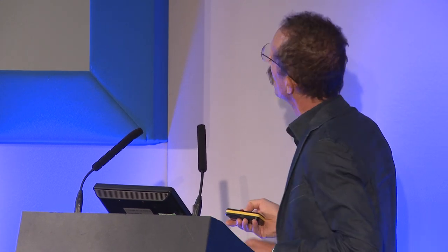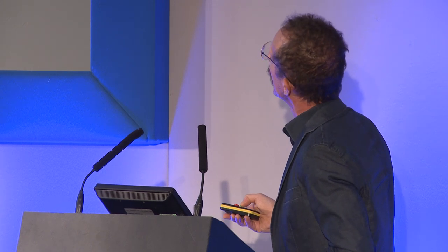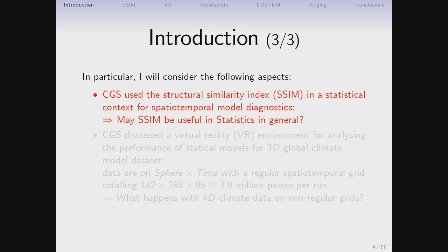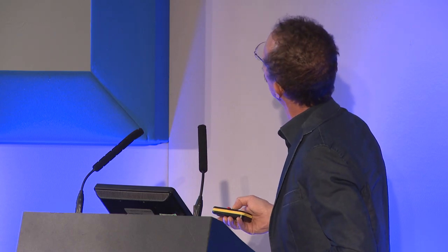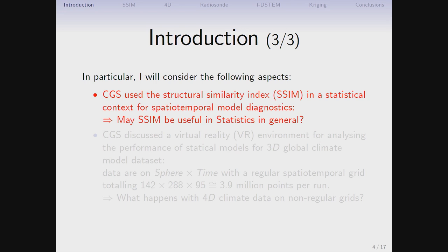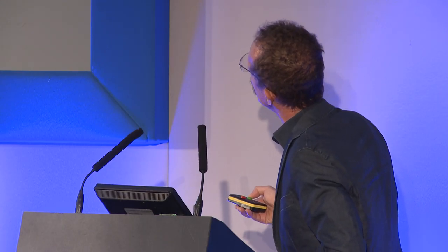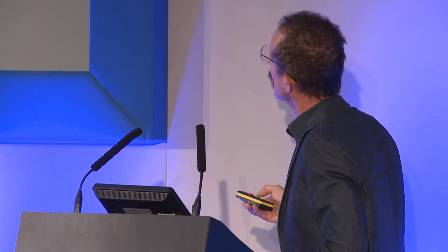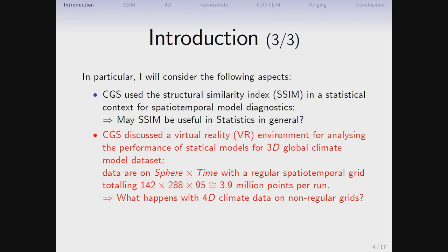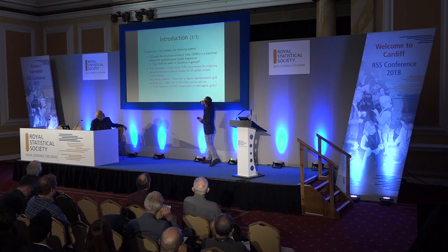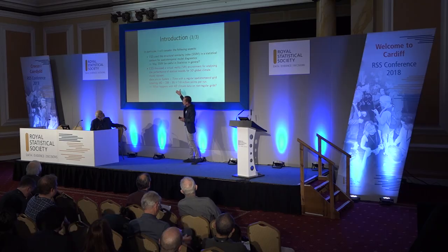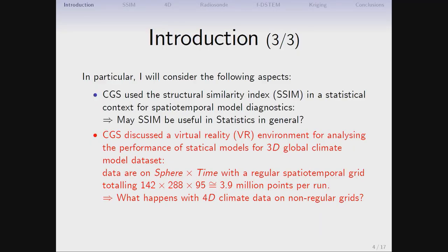But I go on, and I want to make clear that I'm going to consider two points. The first point is about the similarity index, and it's interesting because this index has been proposed by one paper with maybe 20,000 citations, but this is the first time that I see it used in a statistical context. So thank you for introducing this in spatiotemporal modeling. And the second point is related to the virtual reality environment. The authors used virtual reality for three-dimensional global climate data. I'm wondering what happens with four-dimensional climate data. So I will spend some slides on this point to give you an example.